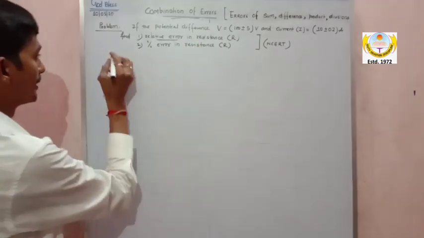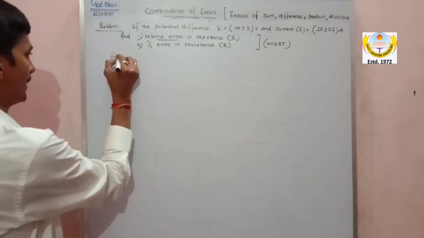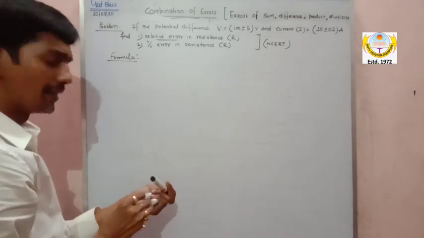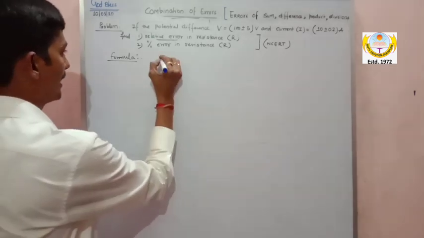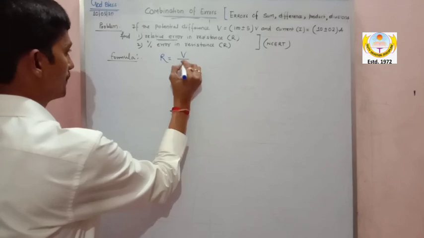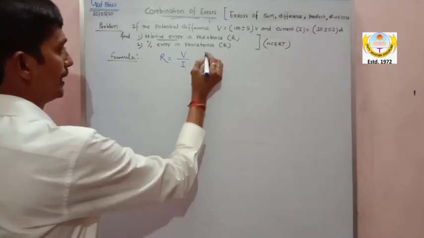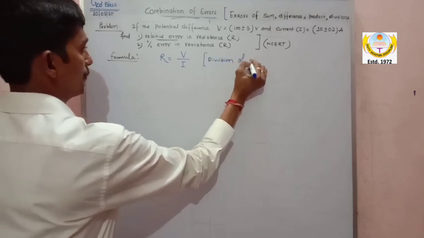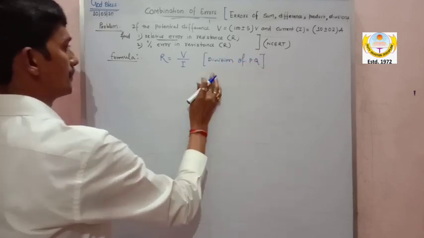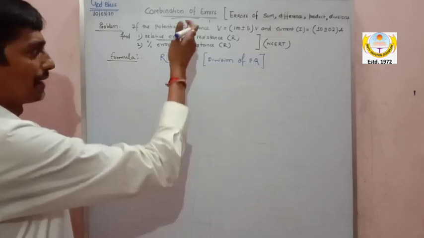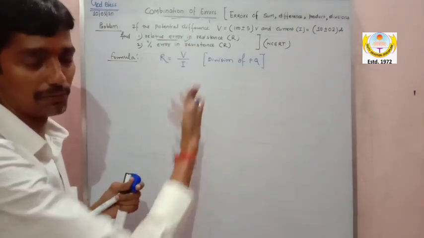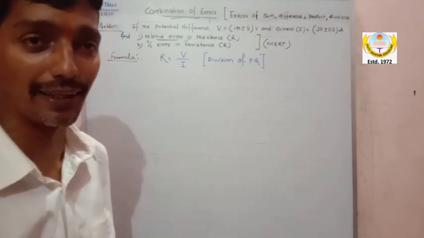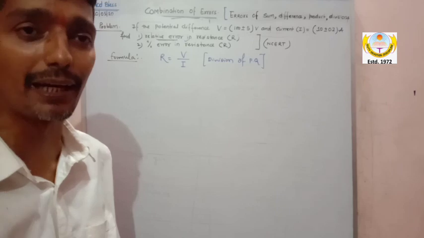So now, whenever we go for such sums, we write the formula first. So what is the formula? Formula is, my dear, R is equal to V by I. Now it can be seen it is a division of physical quantities. If it is division, of course there is a relative error, because we have done theory. If it is sum and difference, there is an absolute error: delta Z is equal to delta A plus delta B, that's all.